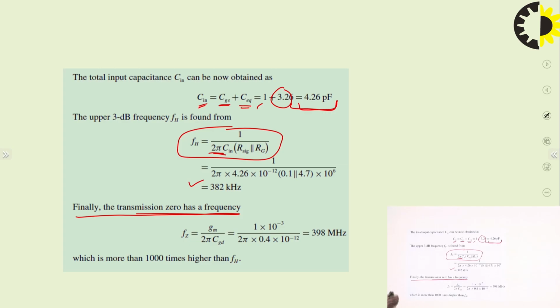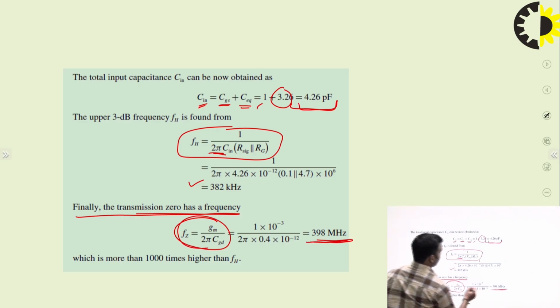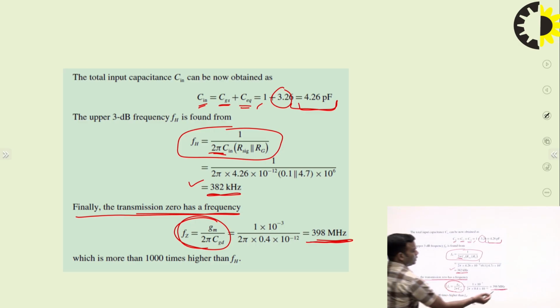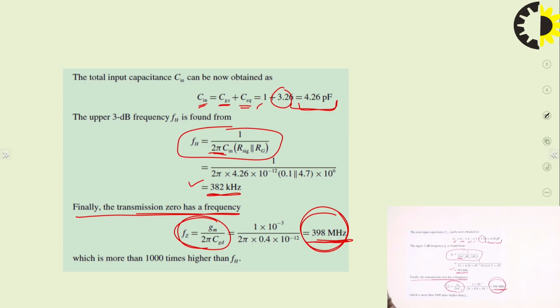Next is the transmission zero frequency, that means the frequency at which no signal will be transmitted, and it is Fz equal to Gm upon 2 pi CGD. If you put in the values, it is 398 megahertz. And if you see, FH is 382 kilohertz. That means this frequency is almost 1000 times the upper 3 dB cutoff frequency. So you can conclude that Fz is very, very large in comparison to FH.